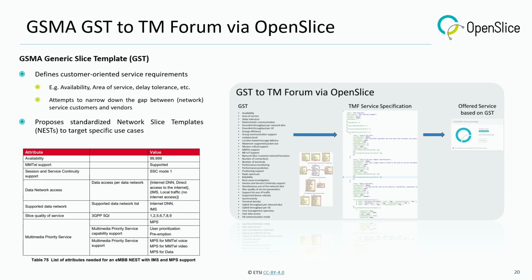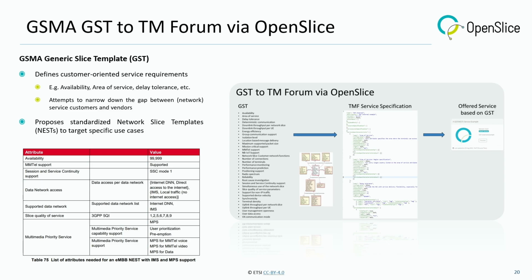As you may be aware, GSMA provided this generic slice template, which is a free text template that tried to bridge the gap between the service providers or vendors and the service customers. To define specific 5G services, GSMA introduced some specific properties so as to map every 5G-oriented service that the customer would like to have. If I'm not mistaken, this template has around 50 properties that try to capture this holistically.